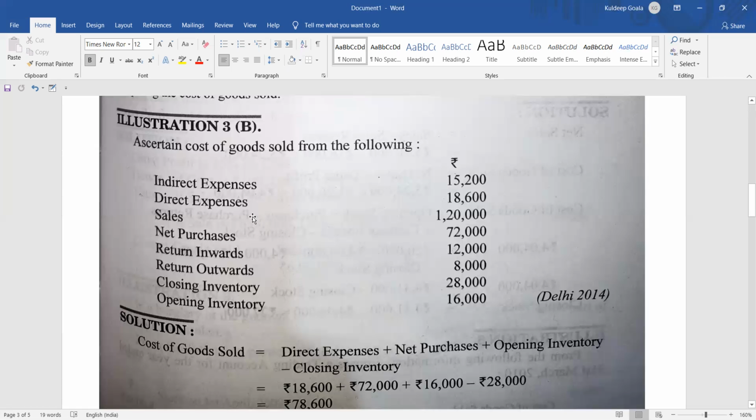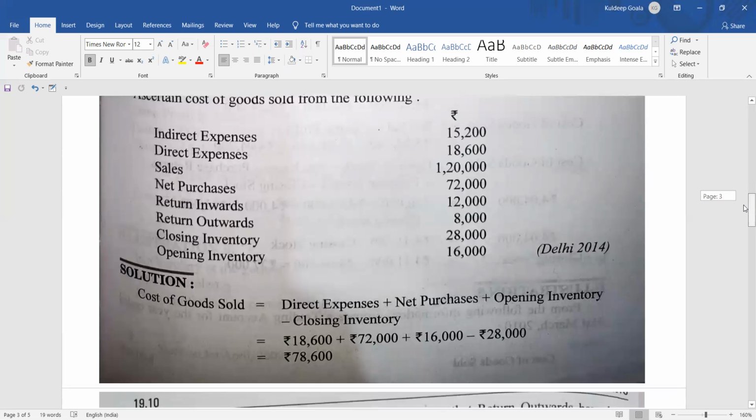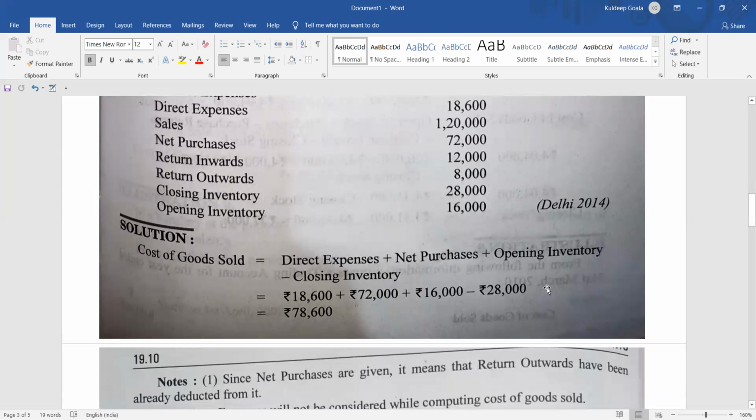So what is the opening stock? Opening stock was 16,000, plus net purchase 72,000, plus direct expenses 18,600, less the closing inventory. Closing inventory was 28,000, so it comes to 78,600 rupees. Here they have not put the formula in sequence, but it doesn't matter. The answer will be the same. So it is coming to 78,600 rupees.